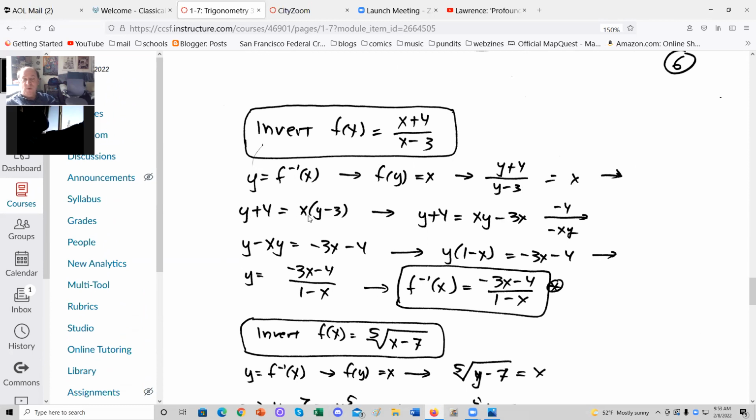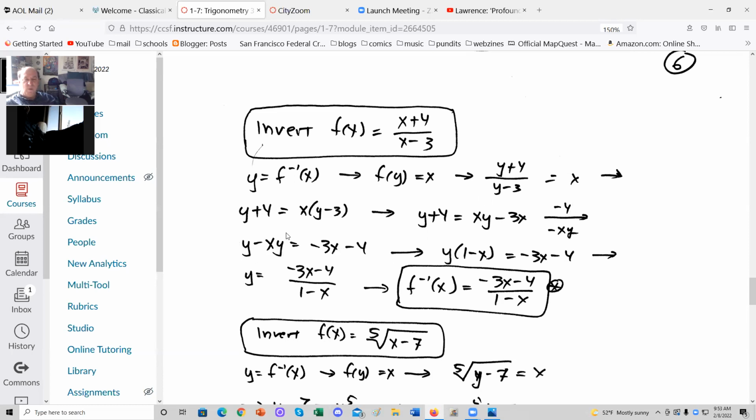So y + 4 equals x times (y - 3). A distribution is called for. y + 4 equals xy - 3x. And now we have y's on both sides of the equation and terms without y on both sides. We want all the y's on one side and everything else on the other side. So I'll transpose the 4 to the right by subtracting 4 from both sides. We'll transpose xy to the left by subtracting xy from both sides. Then we get y - xy equals -3x - 4.